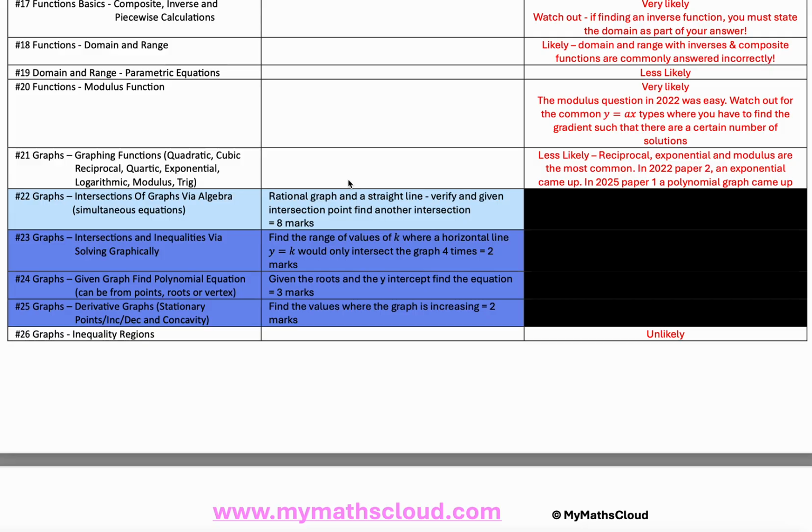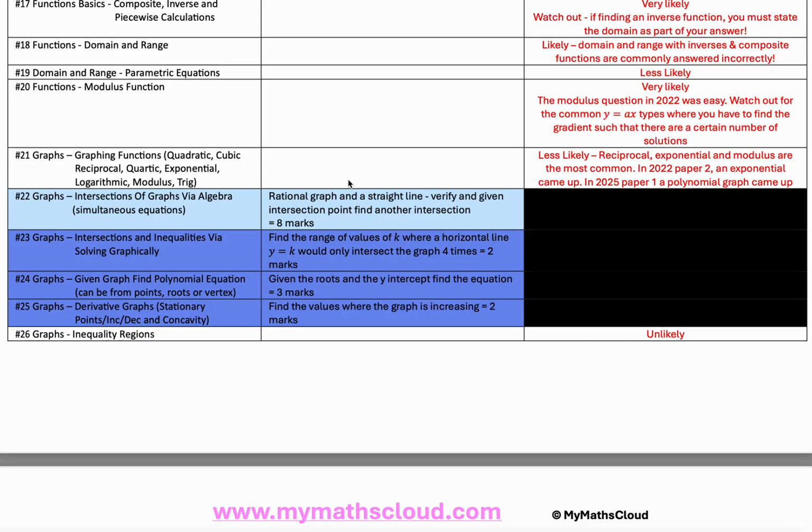Modulus function, very likely. 2022 was really, really easy, so if they do put one on, it might be a little bit harder, you know, the ones where y equals ax plus 3 and then you have to find the values of a such that there's a certain number of solutions. So you think of what the slope needs to be to cross it a certain number of times. Obviously with these you can always use hidden discriminant, but it's limited. Hidden discriminant only works if you're with a quadratic and you've gotten rid of the modulus.